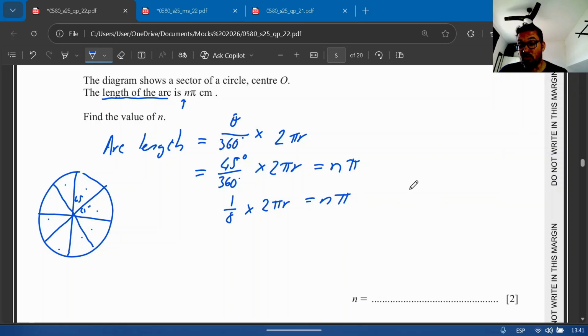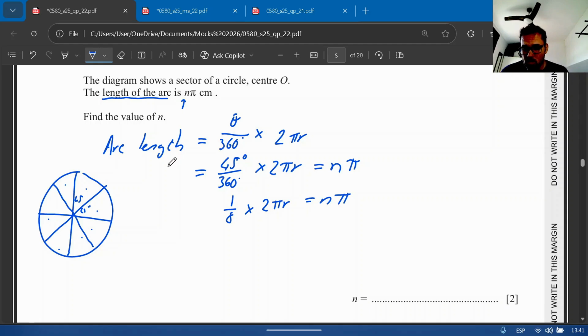Or you can do 40. You just simplify the fraction. 45 divided by 360. 45 divided by 45 is 1. 360 divided by 45 is 8, so that's 1/8. If you take 360, you half it, you get 180. You half it, you get 90. You half it, you get 45.